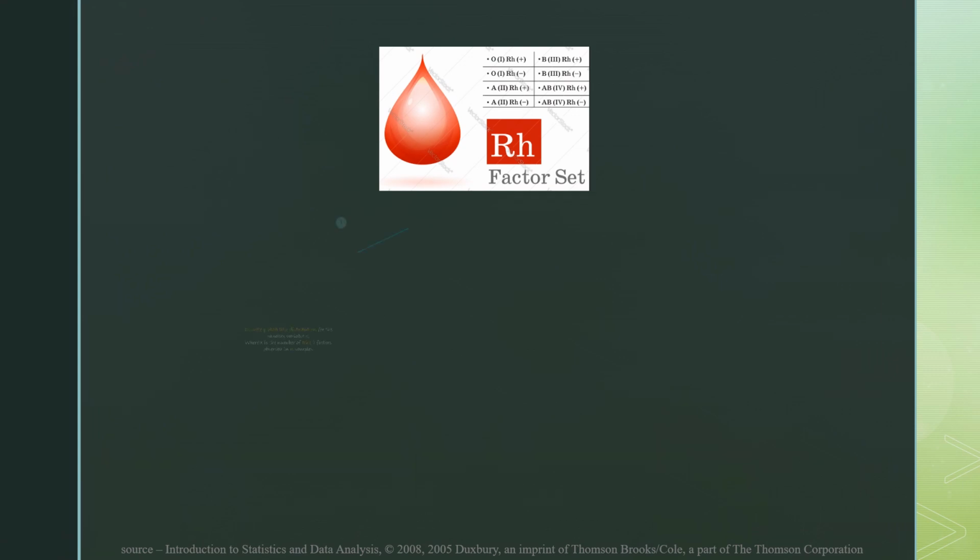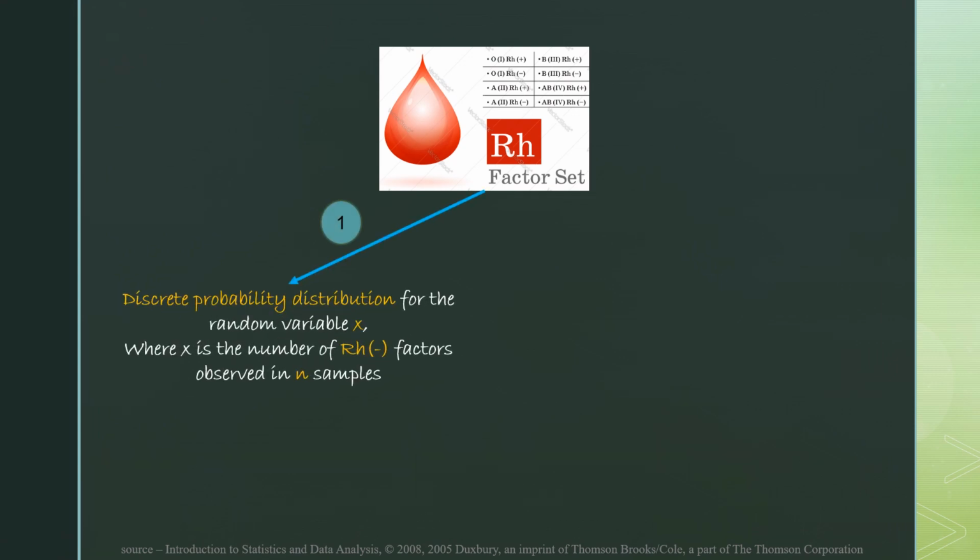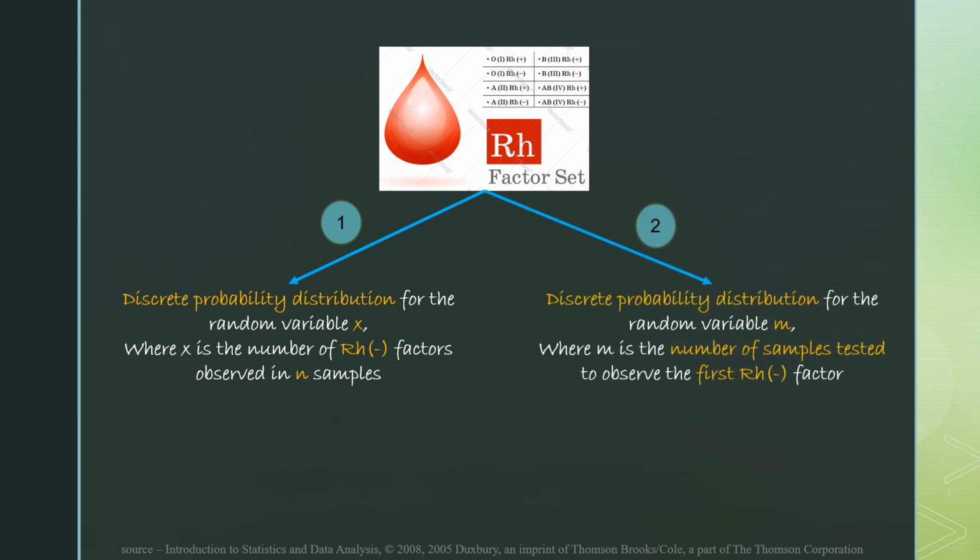Case 1 results in a discrete probability distribution for the random variable x, where x is the number of RH negative factors observed in n samples. And case 2 results in a discrete probability distribution for the random variable m, where m is the number of samples tested to observe the first RH negative factor.